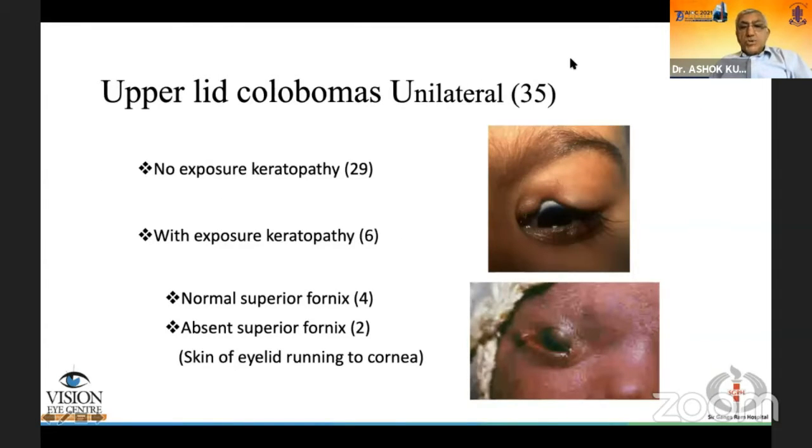Most often they are unilateral, 35 of 43 in our series, and these are usually benign with no exposure keratopathy. Exposure keratopathy is relatively less common in these cases, constituting only about 6 of 35. And some of them rarely have an absent superior fornix, something which is much commoner in the bilateral group, as we will see.